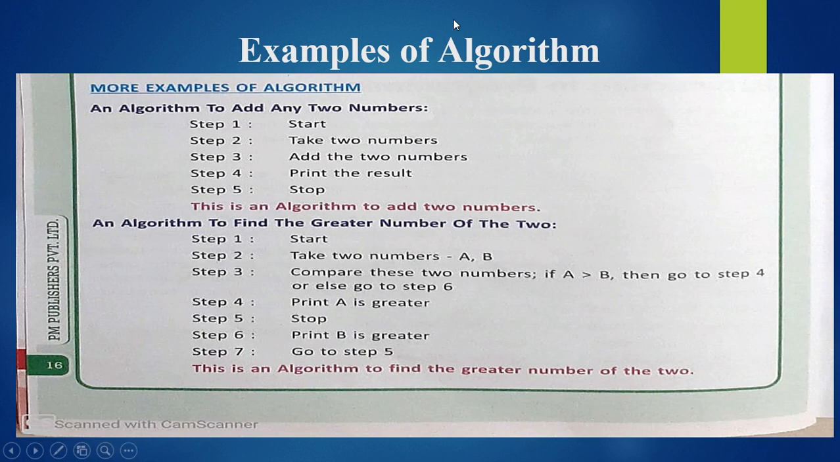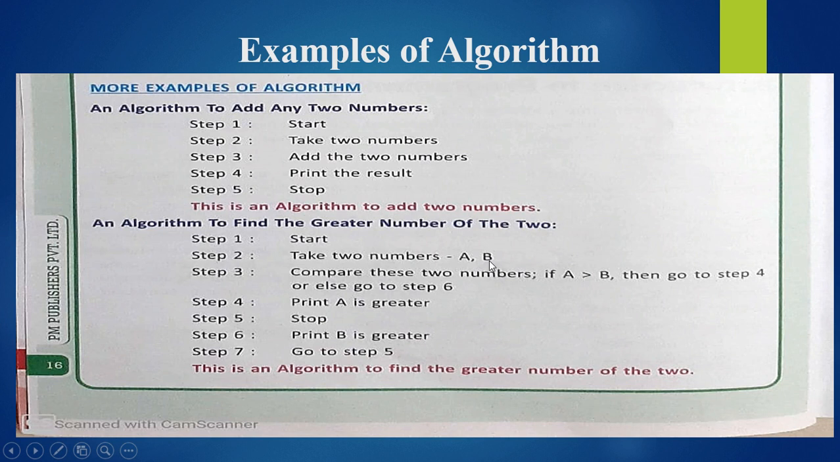Next one is the algorithm to find the greater number of the two. First start, take two numbers A and B, means let's take an example: A is equal to 10, B is equal to 5. Compare these two numbers. How do we compare? If A is greater than B, I'll take A as 10, B as 5. A is greater than B means 10 is greater than 5. Yes, it is true. Then go to step number 4, that is print A is greater and stop. Here the algorithm will end.